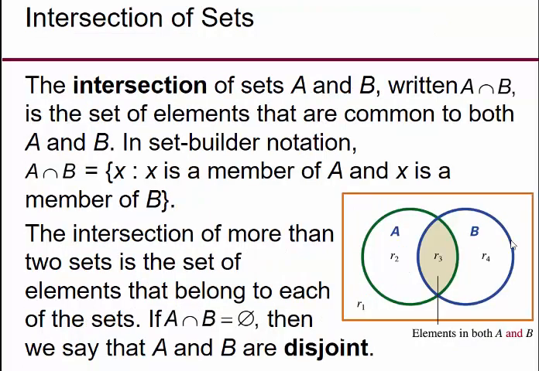Now the intersection of sets A and B, and here's the symbol. Here we have an upside down U to denote the intersection of two sets. It's a set of elements that are common to both A and B. So in set builder notation, the intersection of A and B is the set of X such that X is a member of A and X is a member of B. The intersection of more than two sets is a set of elements that belong to each of the sets. Now, if the intersection of sets A and B is the empty set, then we say that the two sets are disjoint. And here you can see in the diagram that the intersection of the two sets is simply what's common to both of them, and in this case, is region 3.